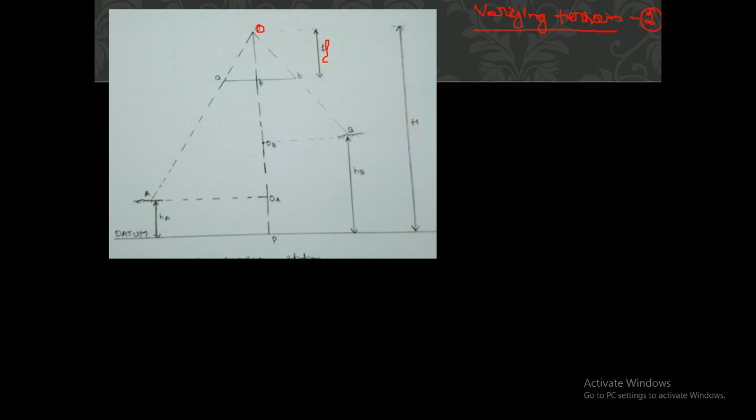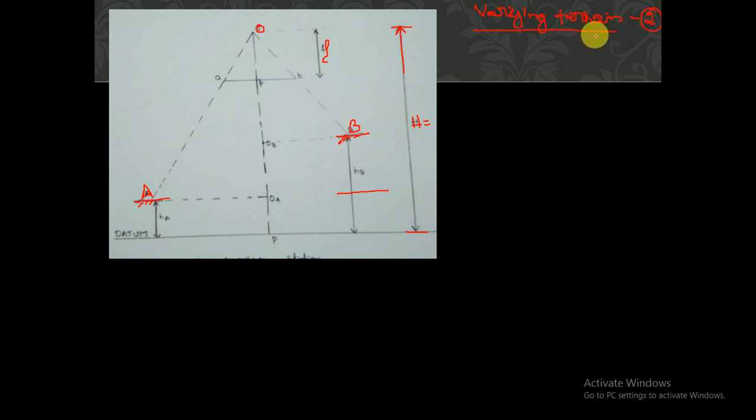F is the focal length, H is the flying height, that is the height from the station point to the datum. This we discussed in part 1 of our video. See how we can tell it is a varying height: the ground surface, point A is over here, and here is also the ground surface, point B. In the previous case, points A and B were at the same height, but here there is a level difference between point A and point B, so we can call it varying terrain.